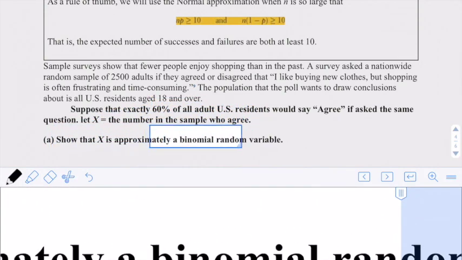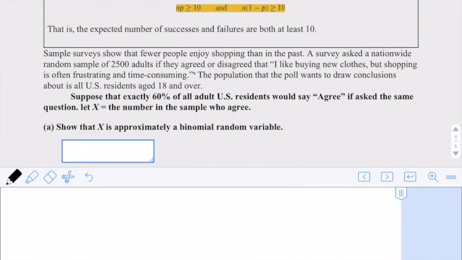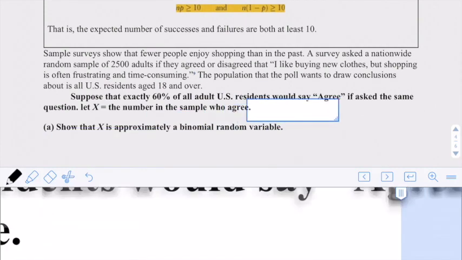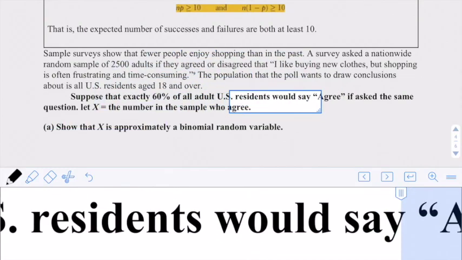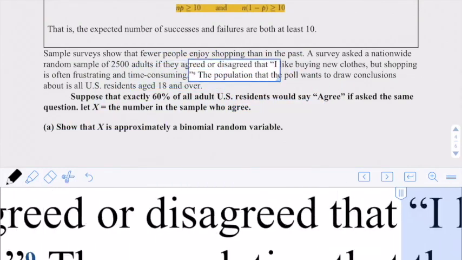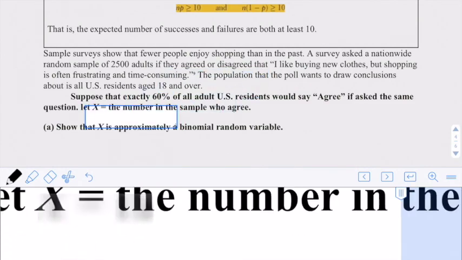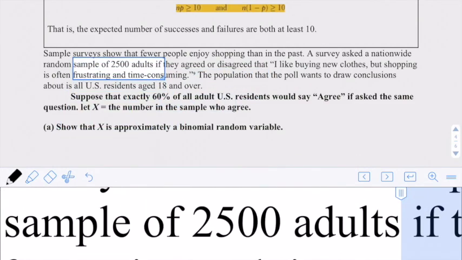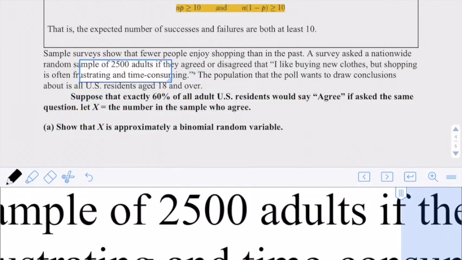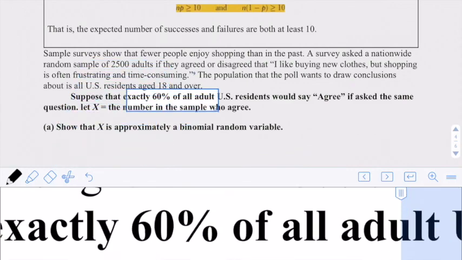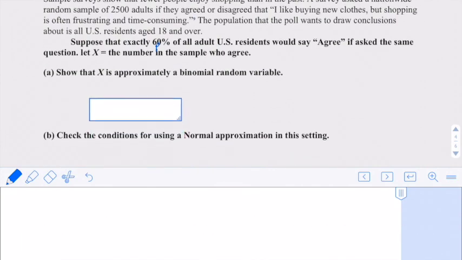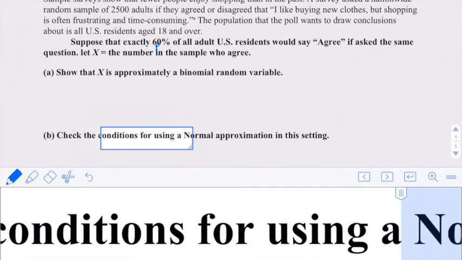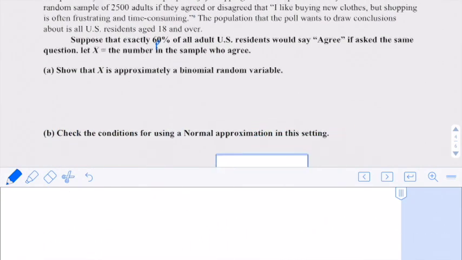Show that X is approximately a binomial random variable. Well, we have the binary, they either agree or not. Independent, we can assume that each person's conclusion is different and not affected by anyone else. The number of trials is 2,500, which is huge, and the probability of success, p, is 0.6. So yes, that works.